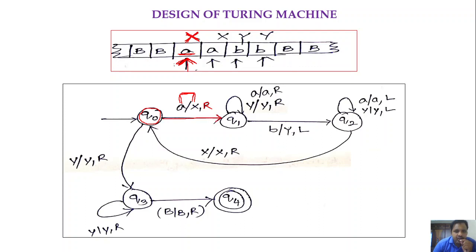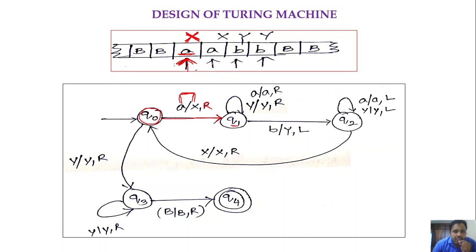Now, the moment when we get to state Q1, it means we have seen the first A. So we have replaced that A with X. So that is the meaning. If we are in Q1, it means we have seen one A and replaced that A with X. Now we are in search of input symbol B.